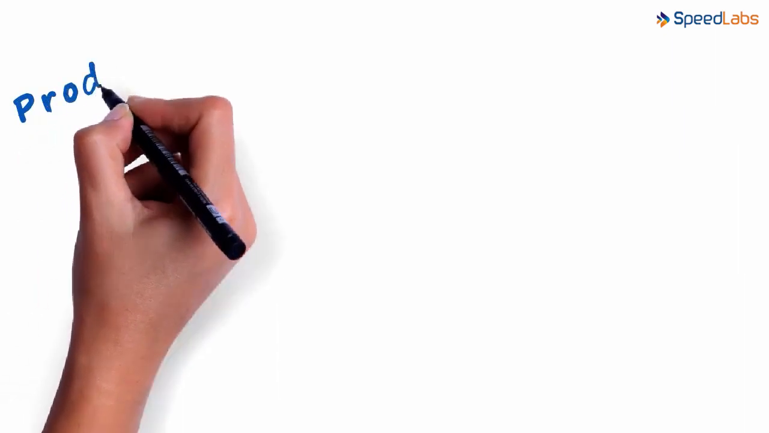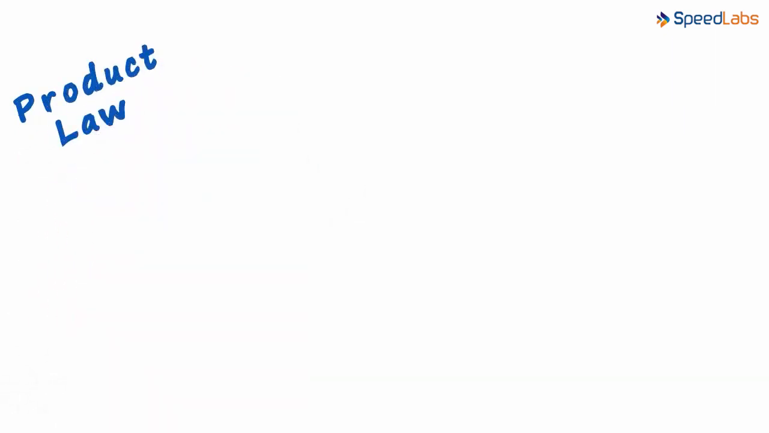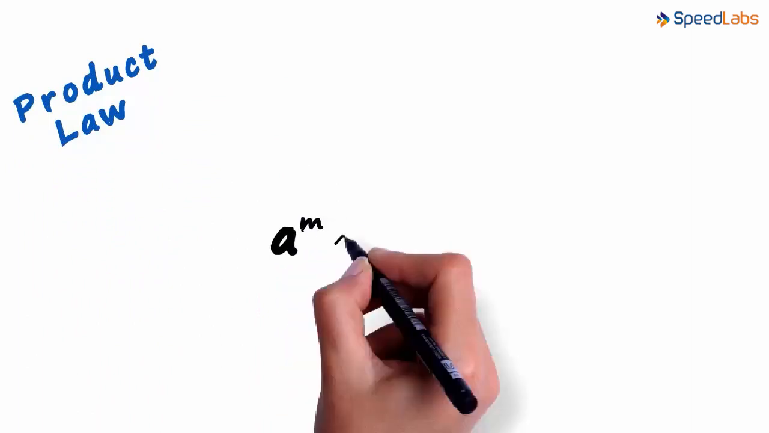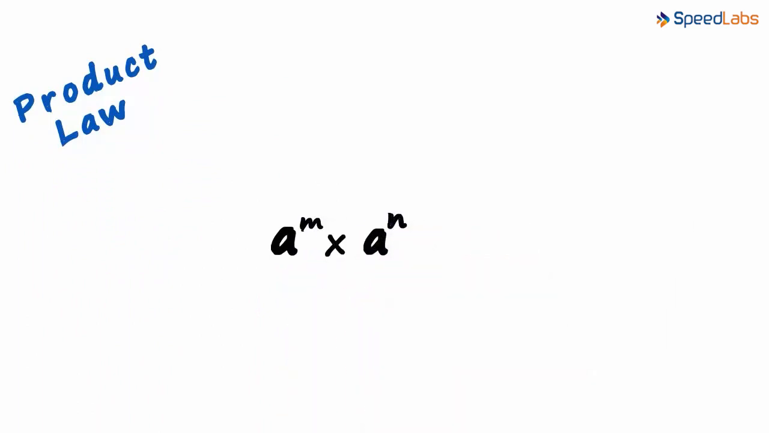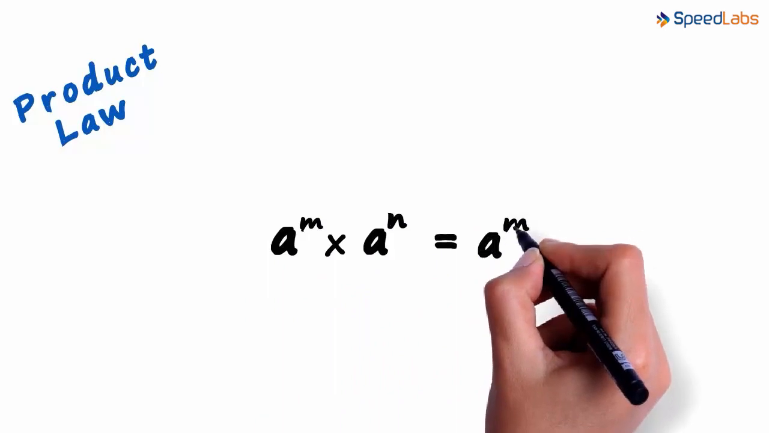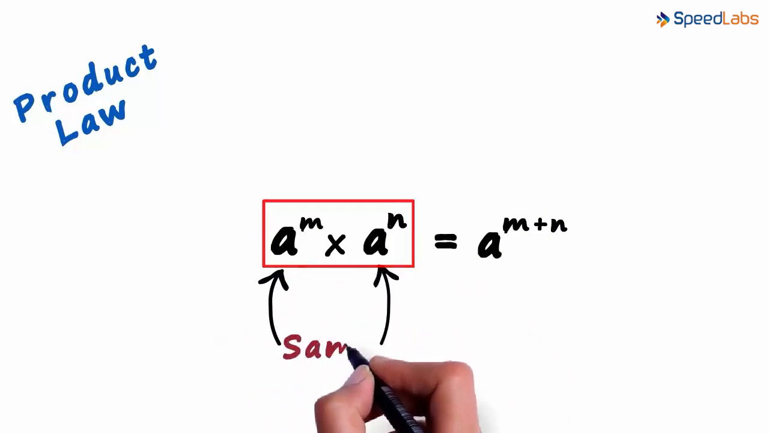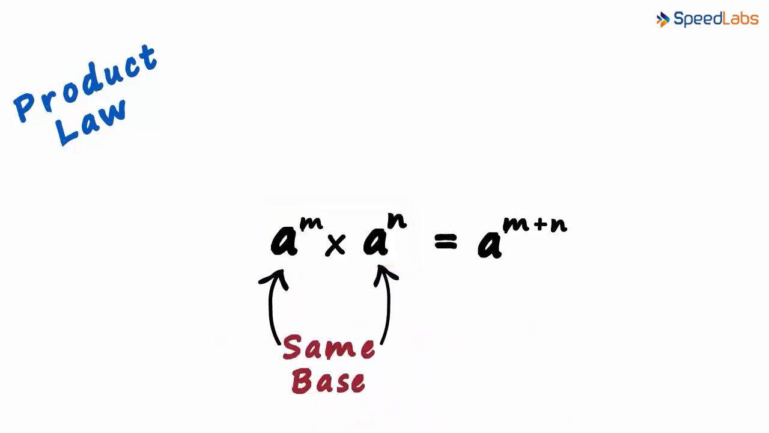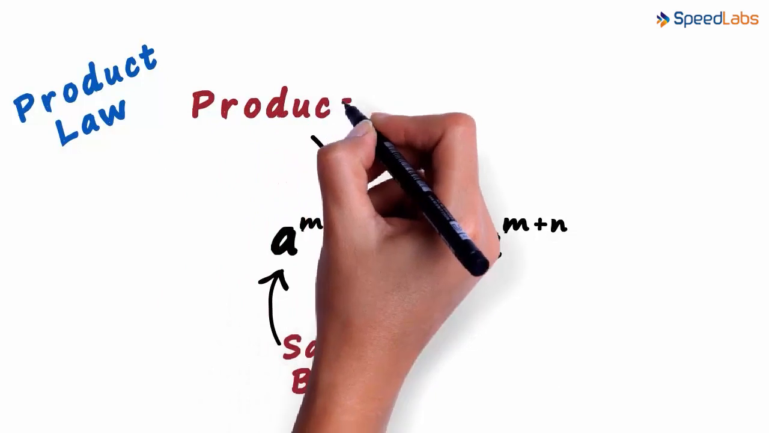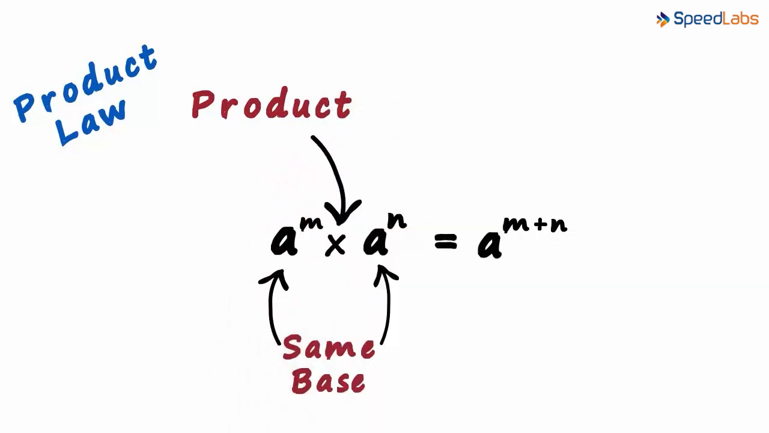Before we move on to multiplication of algebraic expressions, we need to review the product law. In the standard form, the product law tells us that a raised to m multiplied by a raised to n gives us a raised to m plus n. Look at the product for a moment. The base in both the cases is the same. When we have a product of two numbers with the same base, we keep the base same and add the exponents.